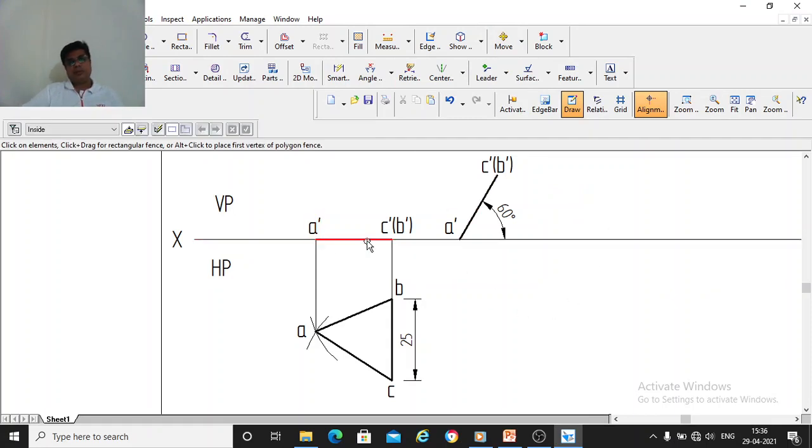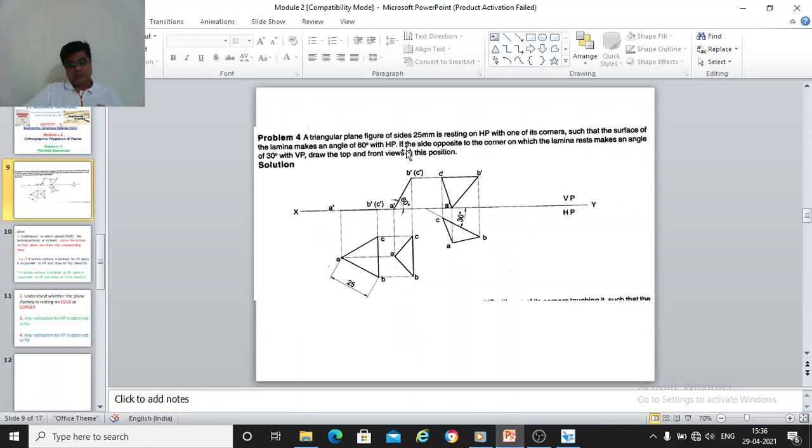So this line, the front view, you have drawn here at 60 degrees. Now you have the second stage; in the first stage this is the initial drawing. In the second stage front view, you are satisfying the condition of the surface making 60 degrees with HP, and also the triangle lamina is resting on a corner on HP. So both conditions are satisfied here: 60 degrees with HP and resting on the corner on HP. So the corner is on HP and the front view is seen like this.